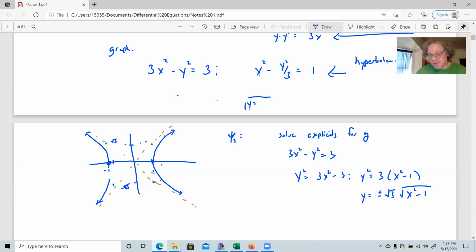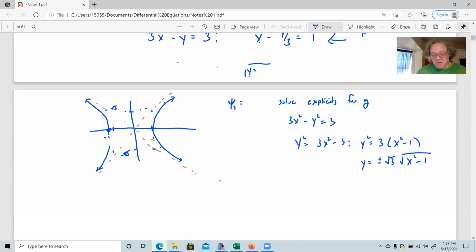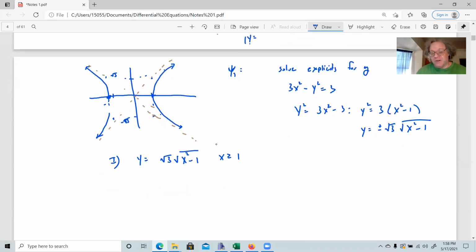So right now, hyperbolas are not functions because they fail the vertical line test. So what we have to do is break this down into stuff in quadrant 1, right? So y is equal to square root of 3, square root x squared minus 1, for x greater than or equal to 1, right? Because we don't want to take a derivative in here. If the function doesn't exist, you're not going to find a derivative in here. So we're specifying our region.